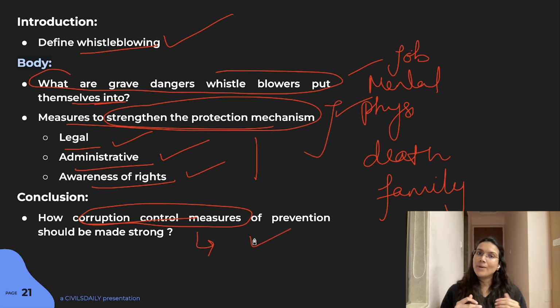So in the conclusion, bring that aspect. Okay, so you've talked about how to strengthen the whistleblowing portion. Then in the conclusion, talk about how in general, if we can prevent corruption with better technology, policies, and implementation. Okay, these kind of things you can talk about.